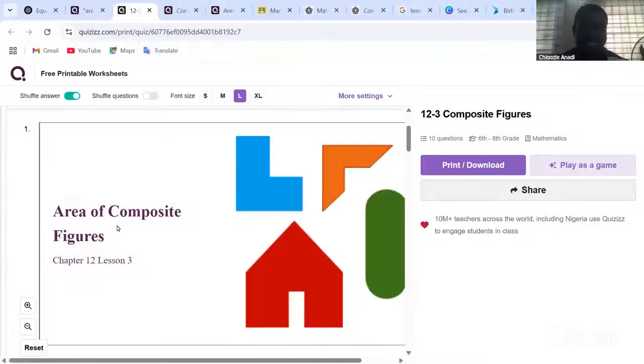Regular shapes and irregular shapes, right? If I were to ask you, can you give me an example of regular shapes we have? Let me see if you're fast enough to think about that.